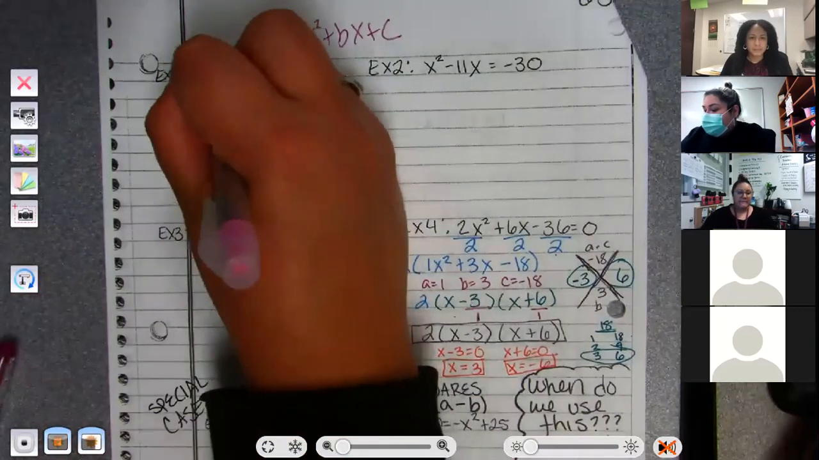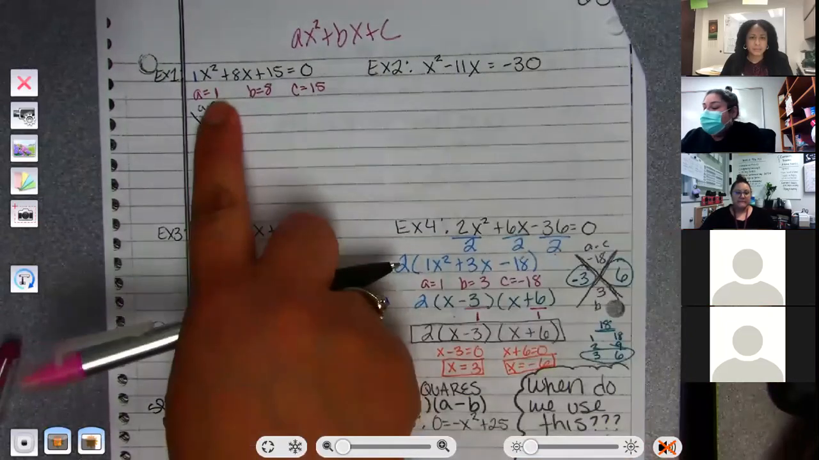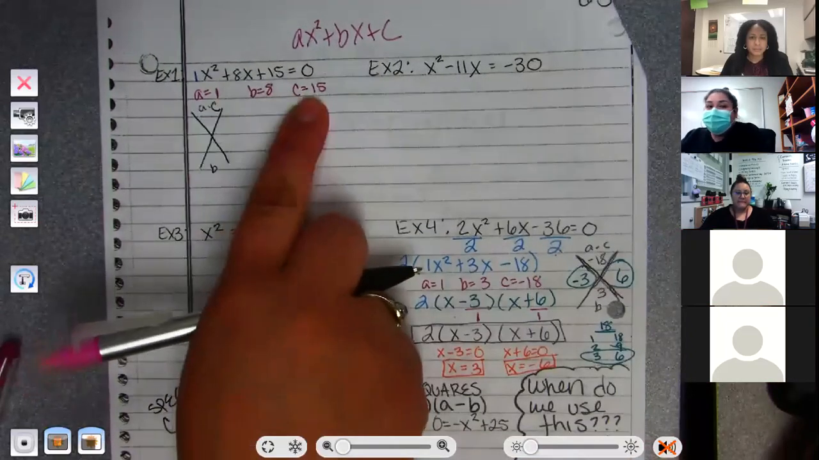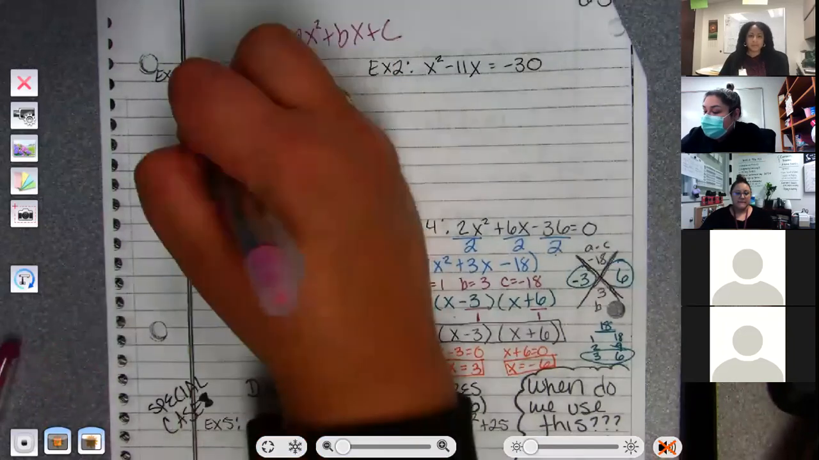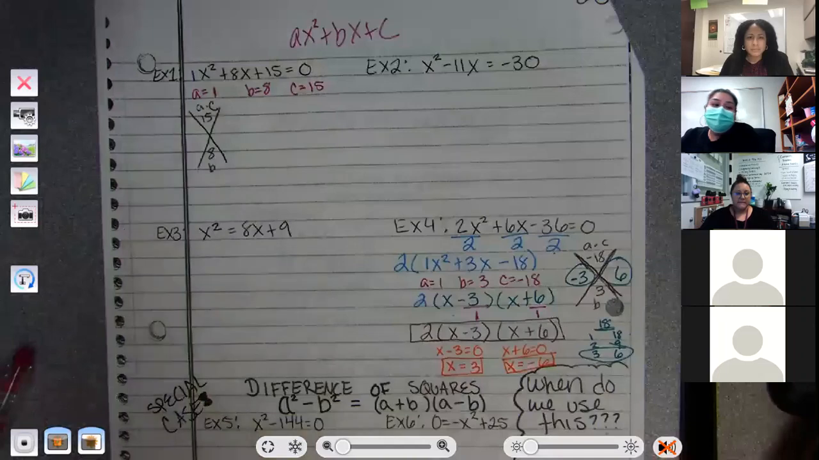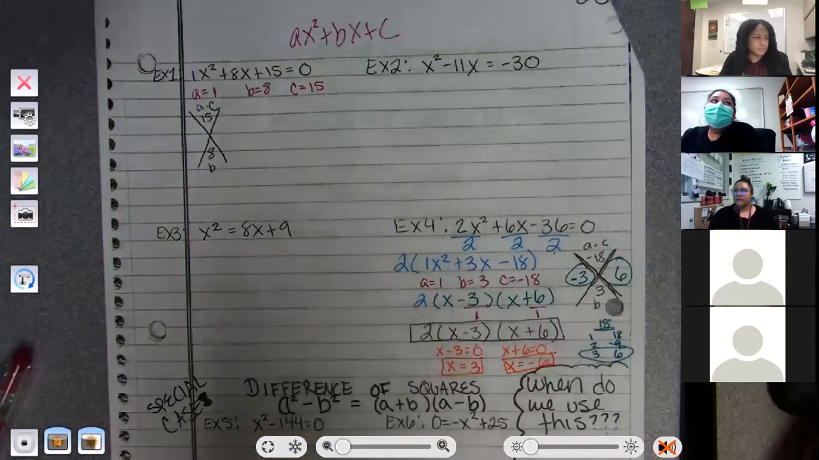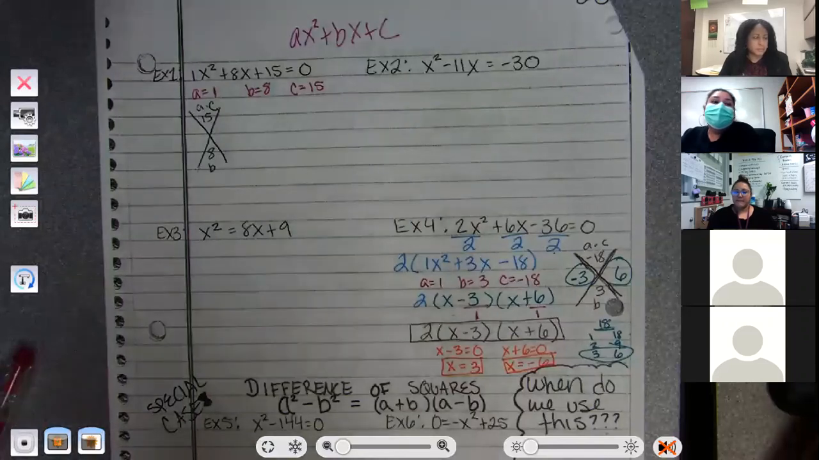A times C goes at the top and B goes at the bottom. So A here is 1, 1 times C, which is 15. So 1 times 15 is just 15. And your B is going to be 8, which is at the bottom. I'm gonna give you probably about 45 seconds to see if you can come up with the numbers that would fulfill our little puzzle here. Oh, some of you are fast, okay. But still, I'm gonna give you about 30 seconds to come up with the numbers that would fulfill our puzzle.